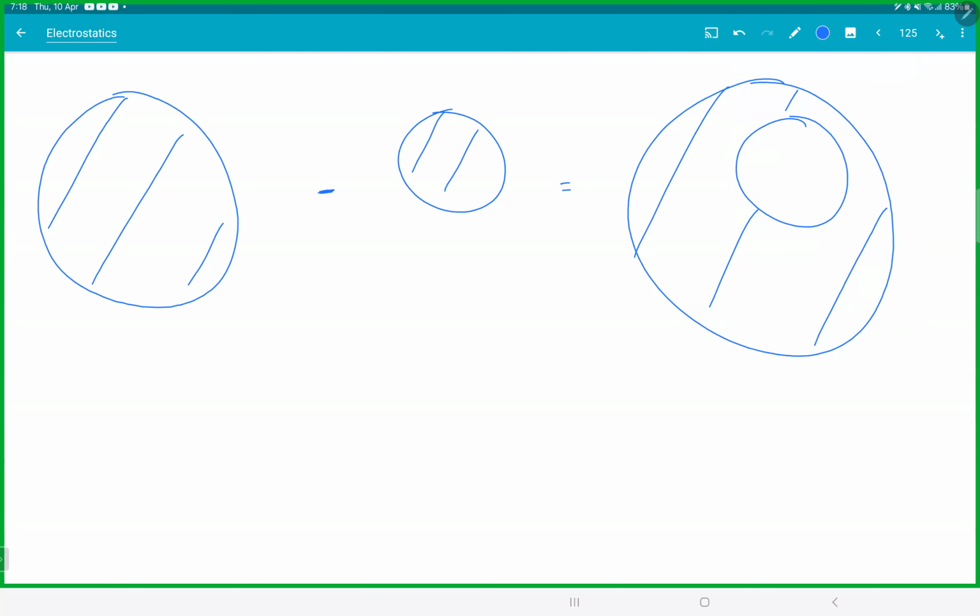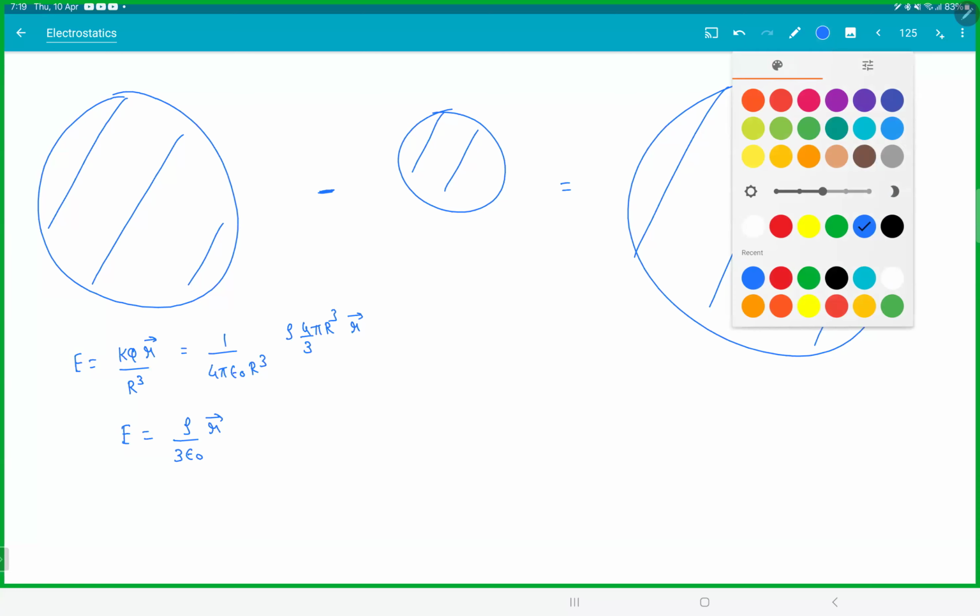Now, before jumping ahead, we know the field E is equal to k Q r by r cube, where r is the r bar vector. So I can write this as 1 by 4 pi epsilon r cube. Charge is nothing but rho into volume, 4 by 3 pi r cube, into r bar. The 4 pi r cube will cancel, so you'll be left with the field equal to rho by 3 epsilon r bar. This is another way of writing the same thing in terms of rho. Charge is not given.